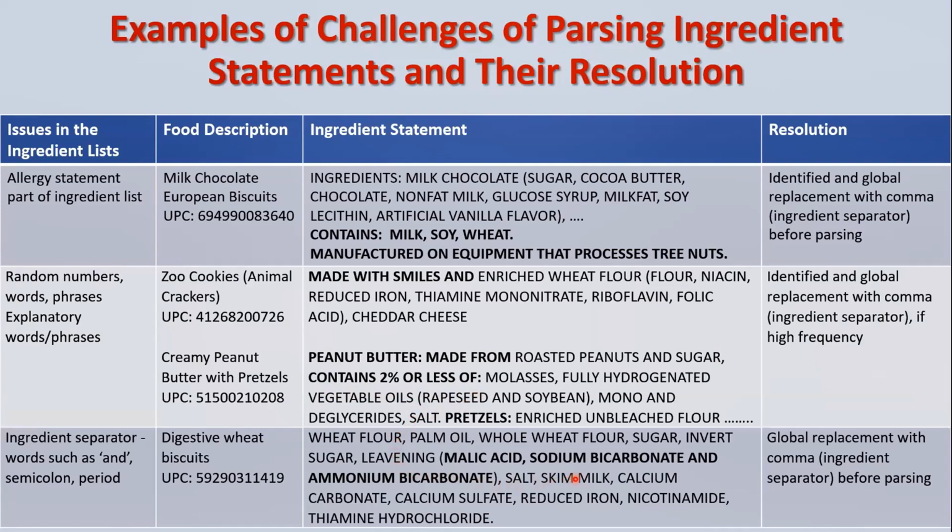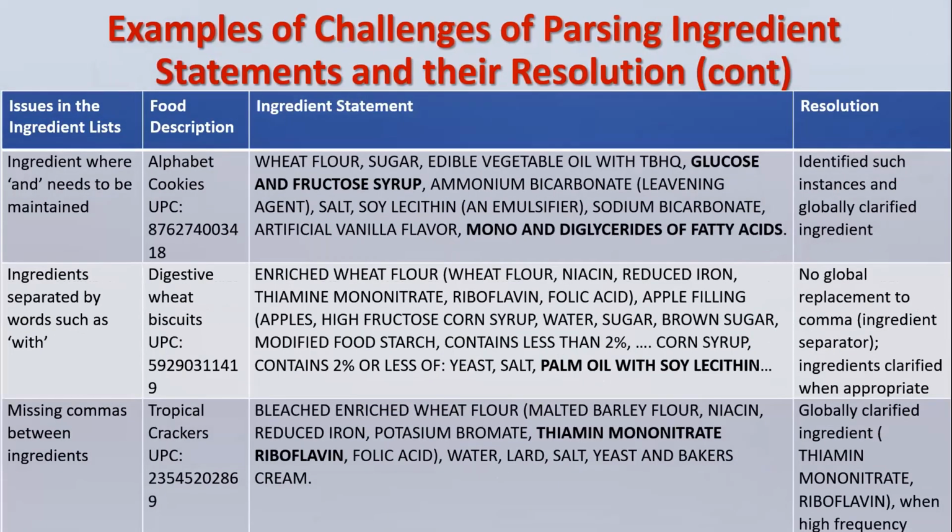While comma is the usual separator between the ingredients, we also found other words such as "and" being used. In the last example, we converted the "and" to comma to separate the ingredients. We cannot do so in this case of glucose and fructose syrup because that is one ingredient, and is another term for high fructose corn syrup. And similarly, for mono and diglycerides or fatty acids, we cannot separate them out as two separate ingredients.